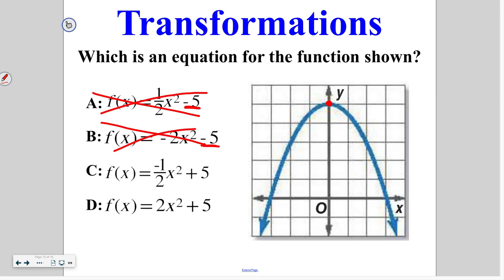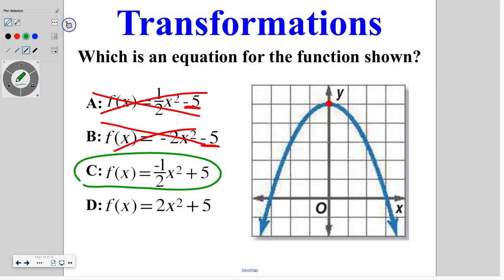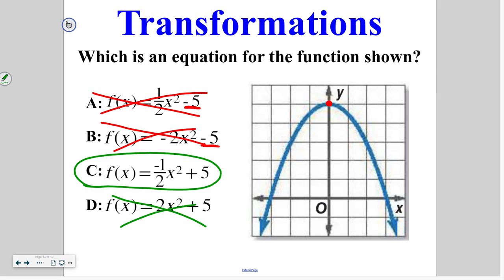The next key thing to look at is the reflection. That's the next visible element. Whether we are going up like a normal parabola or down like a reflected one, in this case we are going down, so there is a reflection. The only one left with a reflection is C. D does not work because it is not a reflection.